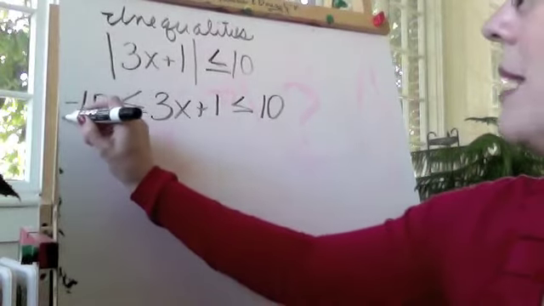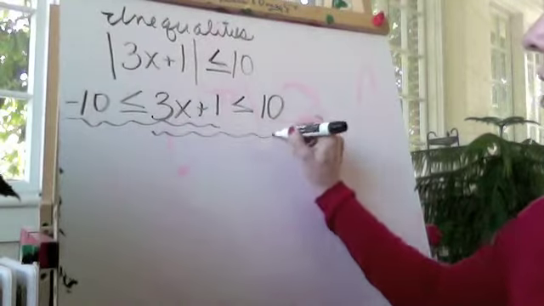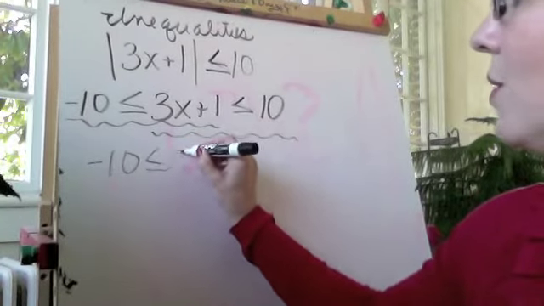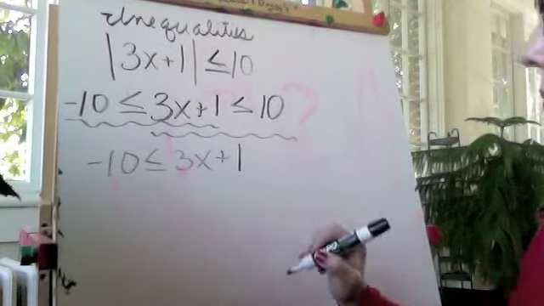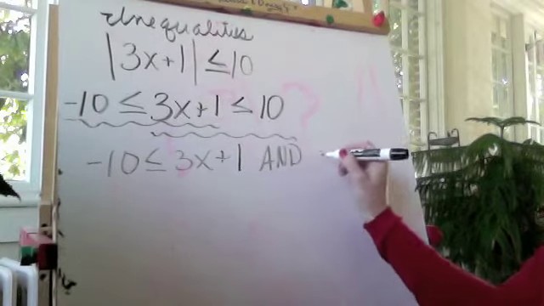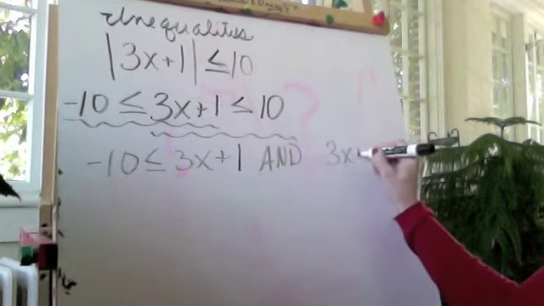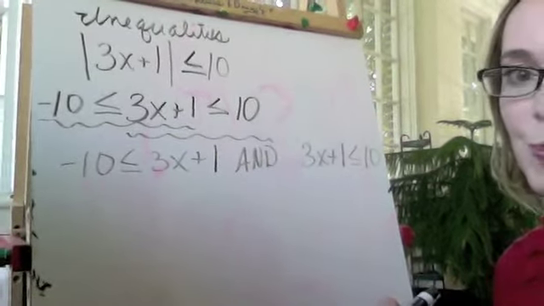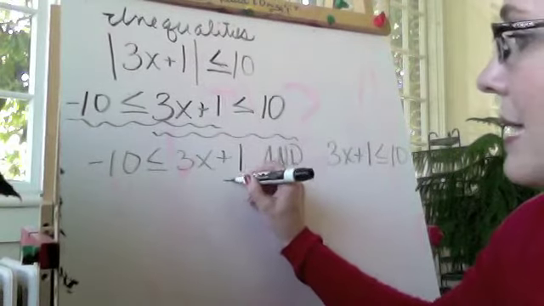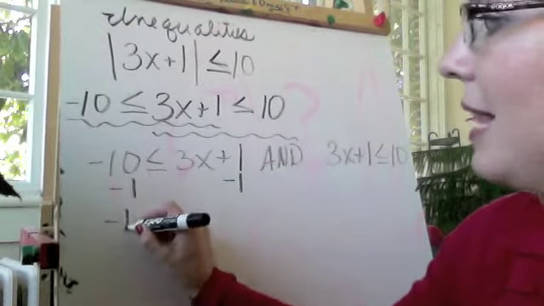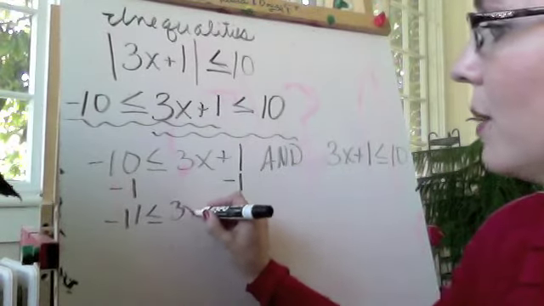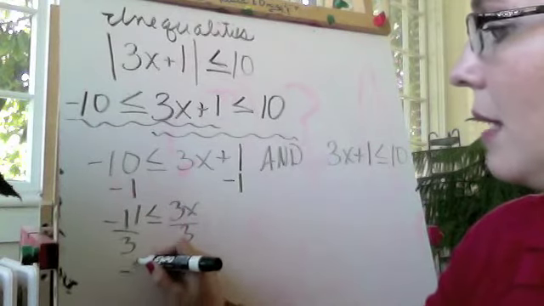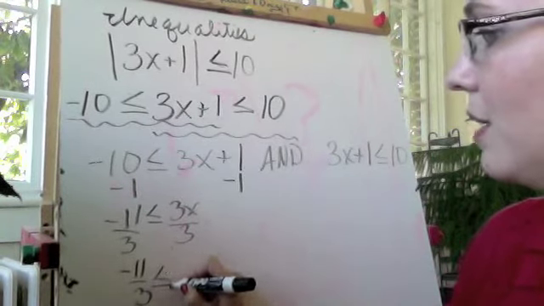So now I have two problems. I have this one to solve and I have this one to solve. So I've got negative 10 is less than or equal to 3x plus 1. And my other problem to work is 3x plus 1 is less than or equal to positive 10. Subtract 1, that gives us negative 11 over here. It's less than or equal to 3x. And when I divide by 3, I get negative 11 thirds is less than or equal to x.